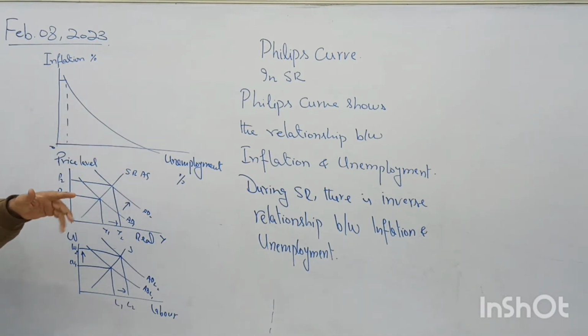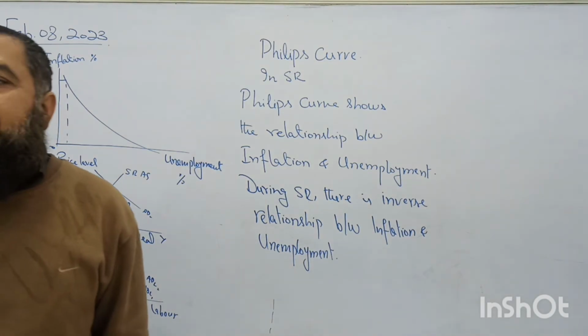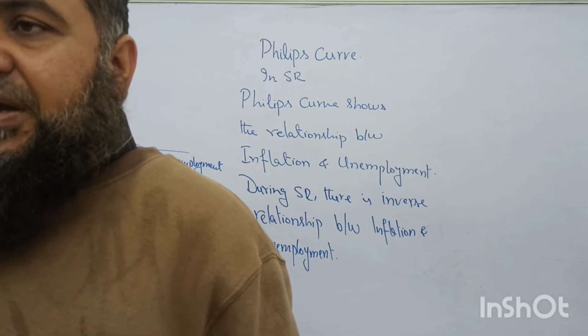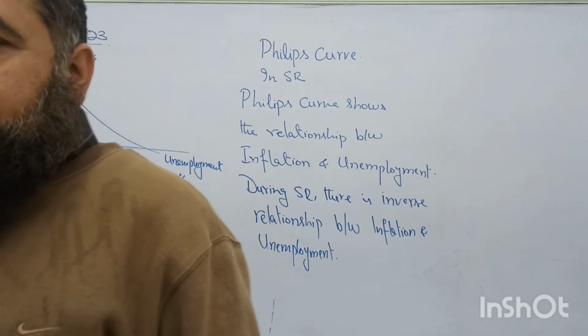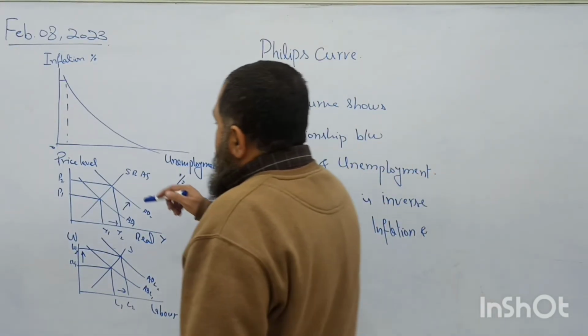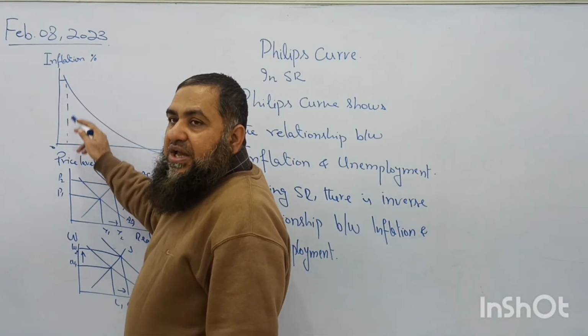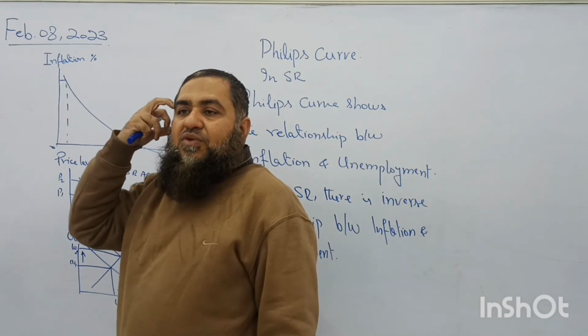Okay? In your MCQs, they may give a diagram where wage rate is written instead of inflation. It is the same thing, the same relationship exists between wages and unemployment or inflation and unemployment. So when inflation is increasing, there is going to be less unemployment, and when inflation is decreasing, what happens?